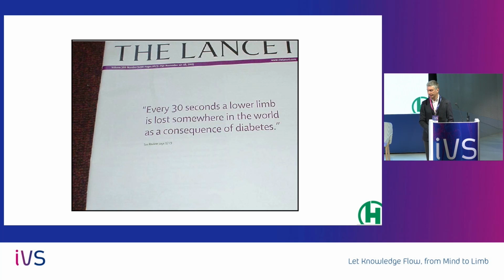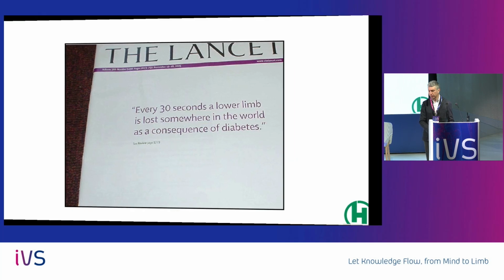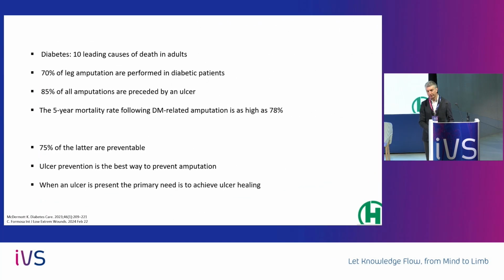You see that every 30 seconds, a lower limb is lost somewhere in the world. But the worst condition is that we have to consider that 70% of leg amputations are performed in diabetics. So there is a direct correlation between diabetes and amputation. And these are related in 85% of cases to the presence of an ulcer. This is a very important key element that I would like to stress, because when you evaluate a diabetic patient and there is a small ulcer, you have to run. You have to be very quick, because we can prevent the amputation if we work very fast in this area.